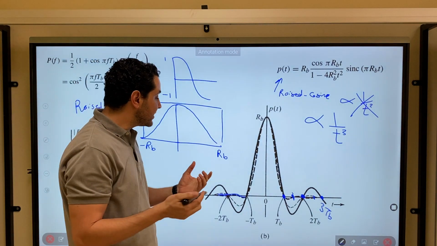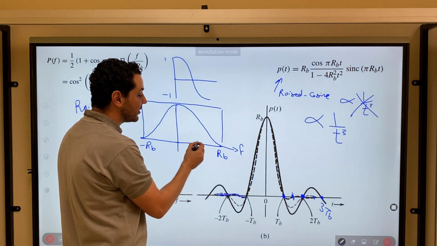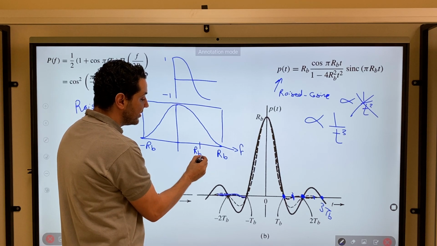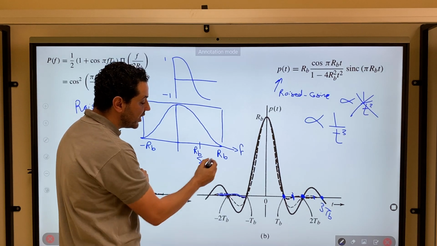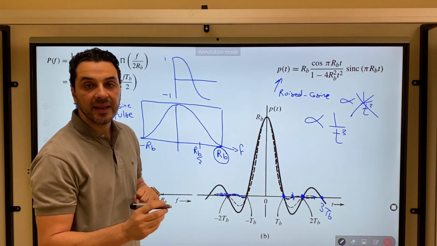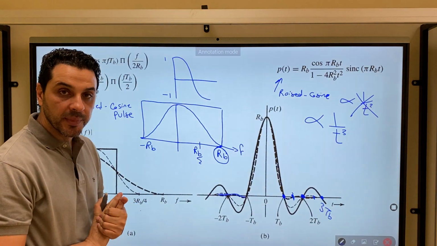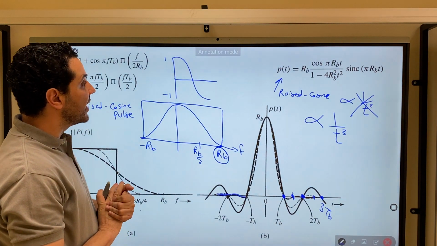However, what we sacrifice here is bandwidth. Instead of being the minimum, like in the case of sinc, RB over 2, now the bandwidth is RB. So we are using double the minimum bandwidth, but we have a practical pulse that avoids a lot of problems. So this is with respect to the raised cosine.